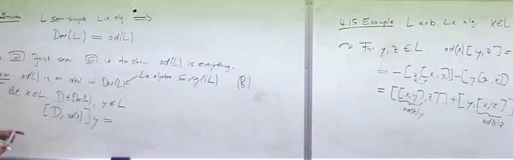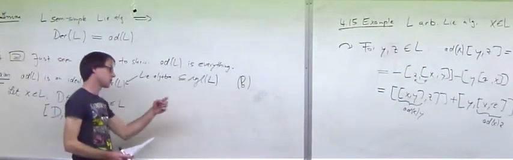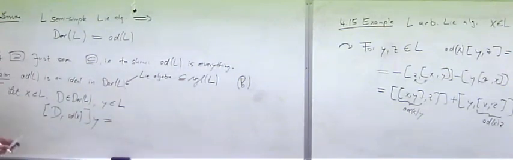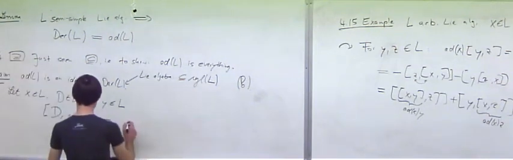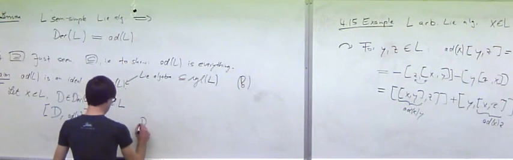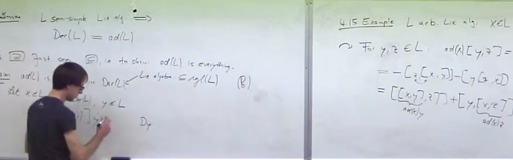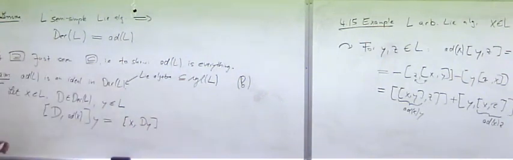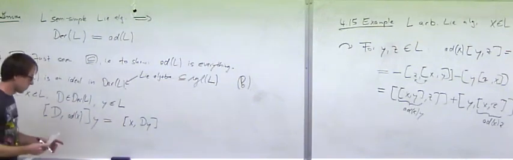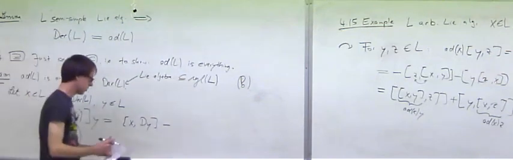So the bracket here is the bracket from gl(L), so this is just the commutator of operators. This is D ad x (y) minus ad x D(y). So D(y) and ad x is applied, so this is just this bracket, minus ad x D(y).